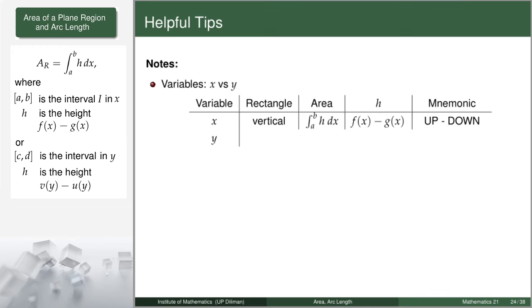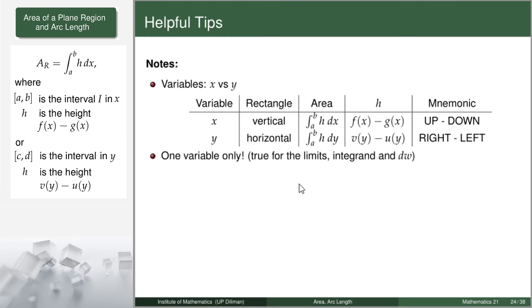If you're in y, then the horizontal rectangle is the one that you will be using. In here, you will be using the variable y, and a and b here will just be the bottommost y and the uppermost y. And then the height here will be v of y minus u of y, where the mnemonic right minus left is the one that is being used. It's very important as well to note that the variable should be only one. That's true for limits, the integrand, and the dy, or the variable that we use in this part.